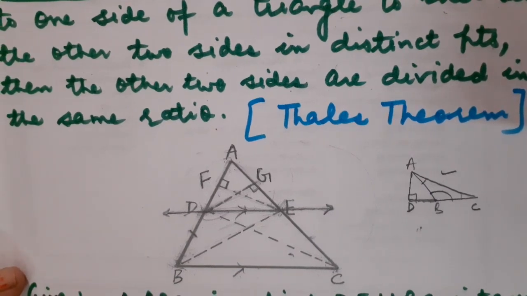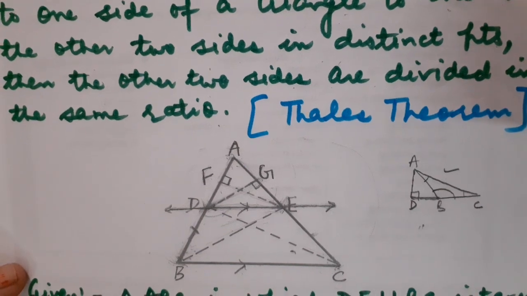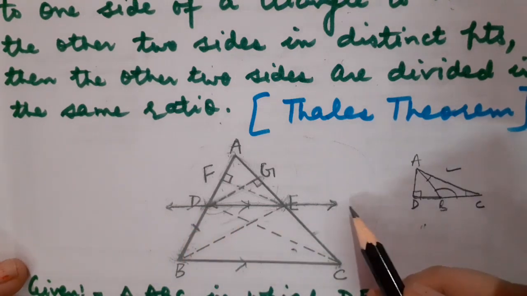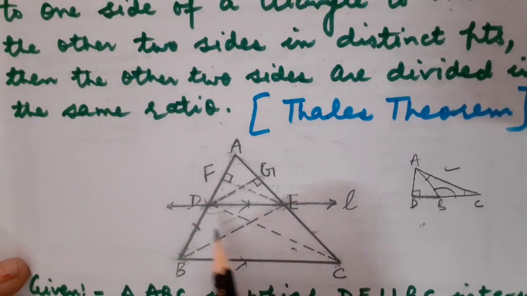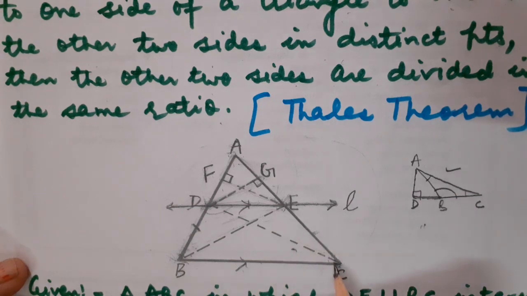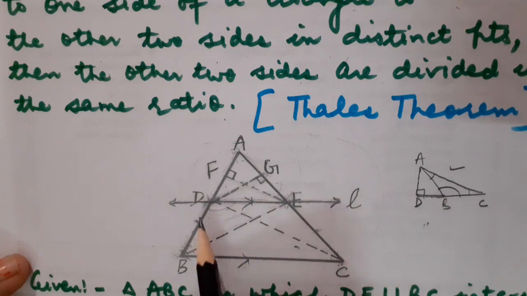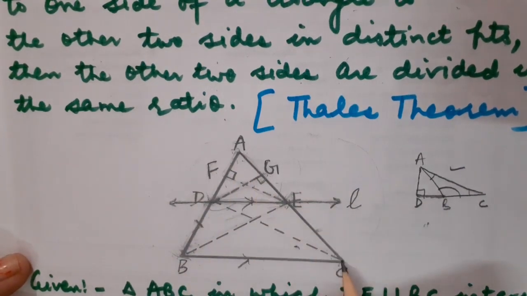So let us once understand the statement through this diagram. Here you can see that there is a triangle ABC. A line is drawn parallel to one side of the triangle. Here children, you can see that DE, or you can call it line L, is the line which is parallel to one side of the triangle, which means it is parallel to the side BC. And it intersects the sides AB as well as AC at points D and E. And they both are distinct points.